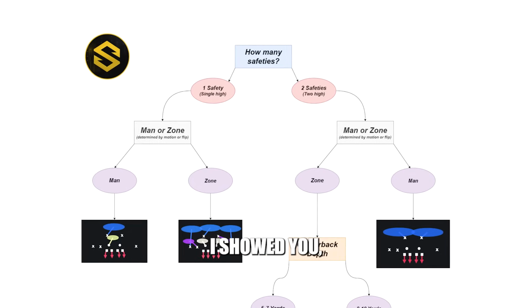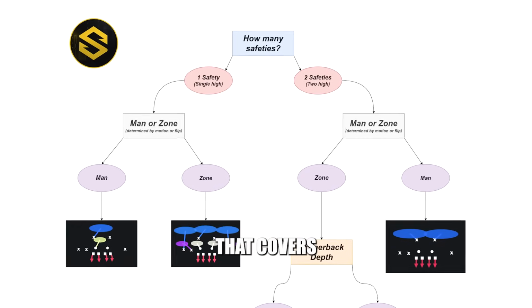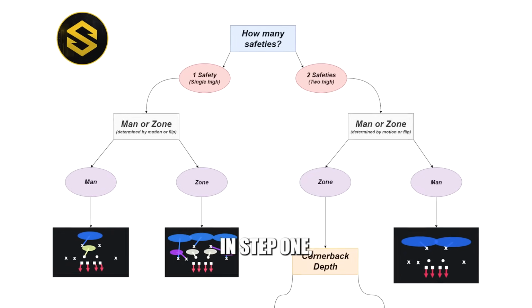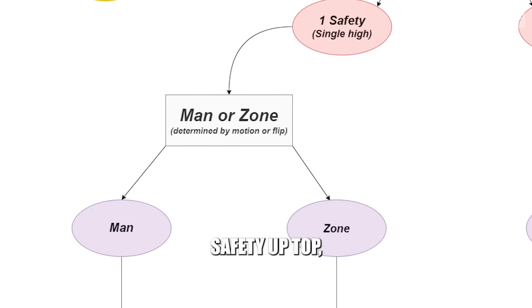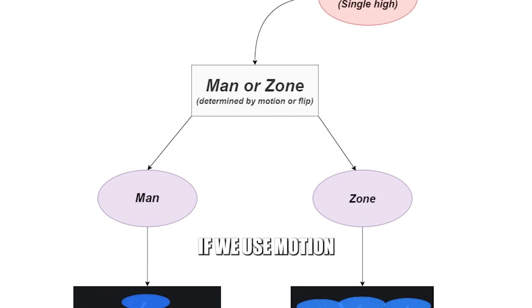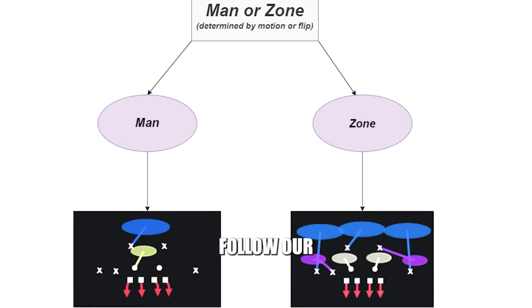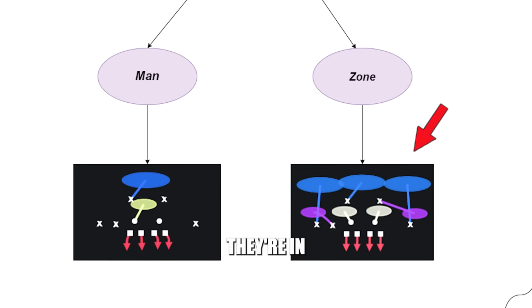Now the concepts I showed you, although simple, could become difficult to memorize. So I've constructed a flowchart that covers pretty much everything you need to know. In step 1, we simply determine whether or not there are 1 or 2 safeties up top. If there is only 1 safety up top, we move to step 2, where we determine if they're in man or zone. If we use motion and the defensive backs follow our receivers, we know they're in a cover 1.